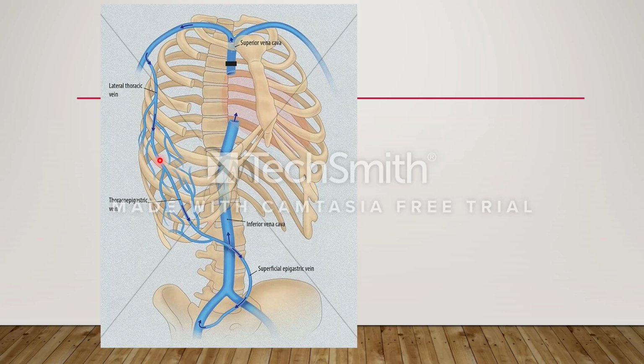So what will happen? All veins above the umbilicus normally go into the lateral thoracic vein, then the axillary vein, and ultimately into the superior vena cava. But the venous drainage below the umbilicus will drain into the superficial epigastric vein, then the great saphenous vein, then the femoral vein, then the external iliac vein, and then the inferior vena cava.